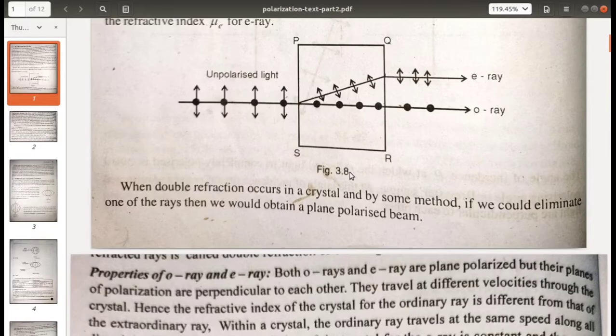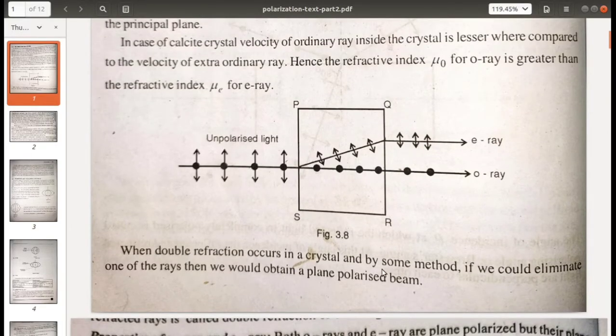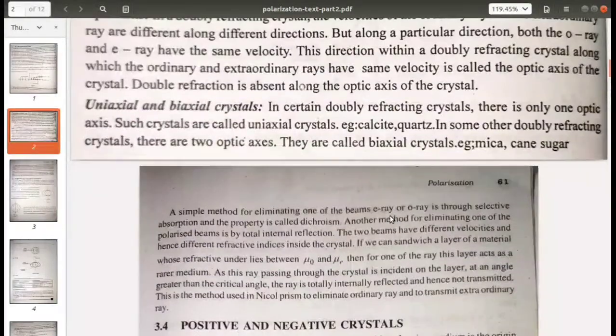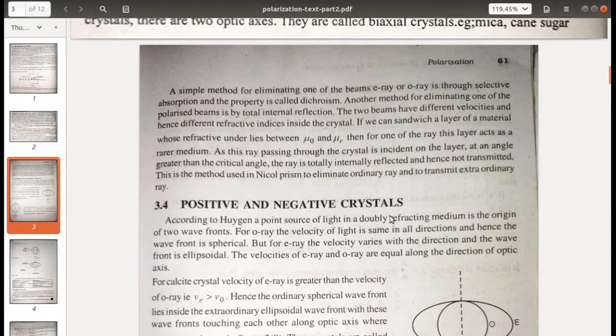We have already said that when double refraction occurs in a crystal, and by some method we could eliminate one of these rays, then we get a plane polarized wave. If we eliminate either one of the beams, we will get a plane polarized beam. A simple method for eliminating one of the beams, either the extraordinary ray or the ordinary ray, is through selective absorption, and that property is called dichroism.